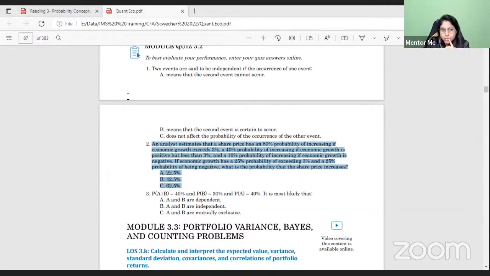What do we have here? We have that an analyst estimates the share price has an 80% probability of increasing if the economic growth exceeds 3%, a 40% probability of increasing if the economic growth is positive but less than 3%, a 10% probability of increasing if the economic growth is negative. If the economic growth has a 25% probability of exceeding 3%, 25% probability of being negative, and then what is the probability that the share price will increase?